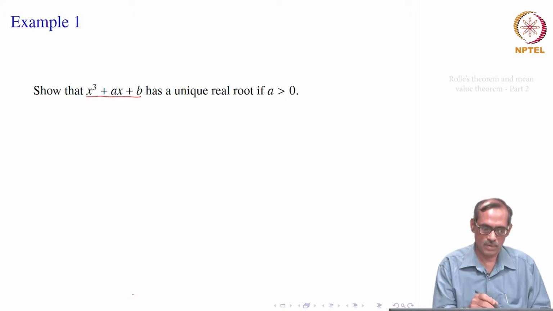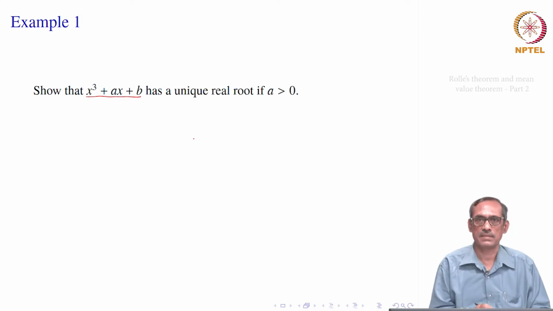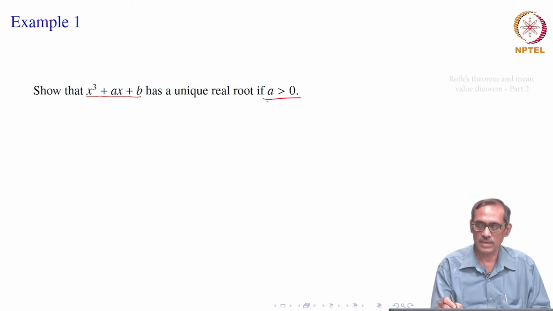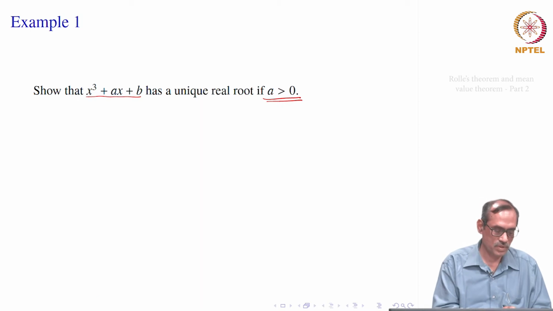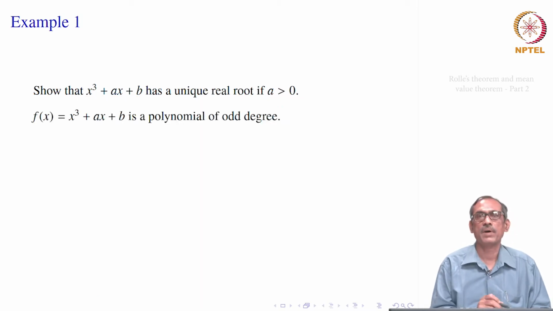Of course, we know by the fundamental theorem of algebra that there will be at most 3 roots. So, there is a root because it is of odd degree, that also we know, but it says there is a unique root. There cannot be 2 roots if a is greater than 0. So, how do we proceed? We define a function, say f of x equal to x cubed plus ax plus b.